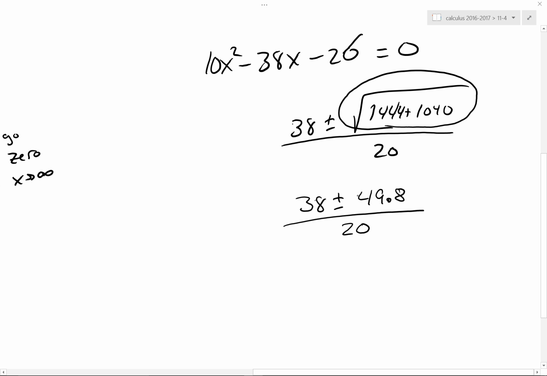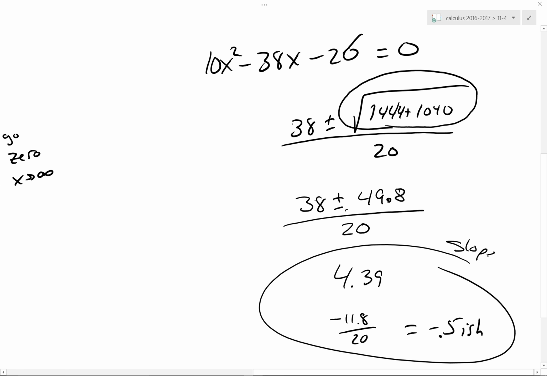So this plus this is 87 divided by 20 is 4 point something. I can't even divide in my head today. So 87.8 divided by 4. Good enough for government work. This minus this is negative 11.8 divided by 20, which is negative a half-ish. Yes? 0.5-ish. I'm just going to go with that. This is where we have a slope of 0.